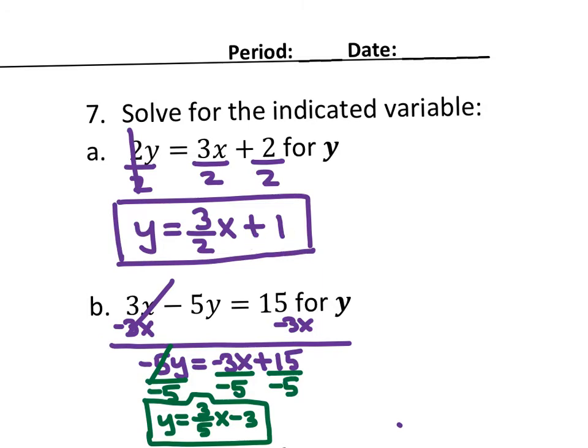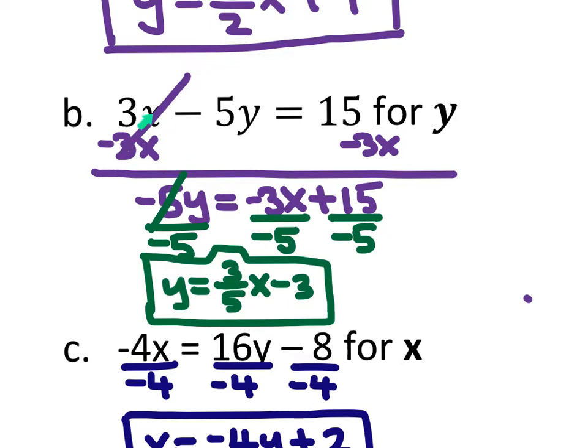On B, I'm going to move the 3x to the other side. So I'm going to need to subtract 3x. And when I subtract 3x, it cannot be added together with the 15 because this has an x and this term does not have an x. So I'm going to have to write them separately. So as you can see, I brought down the -5y. You bring down the -3x, and then you have a positive 15, so plus 15.